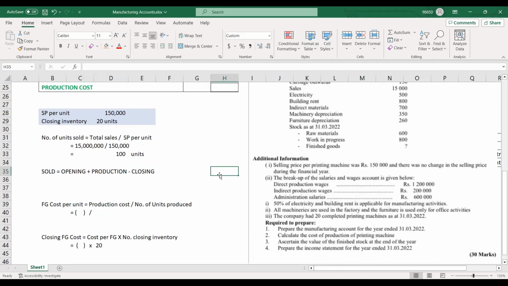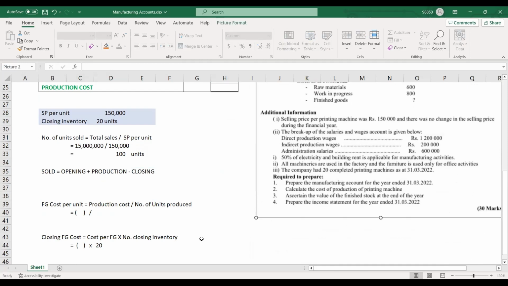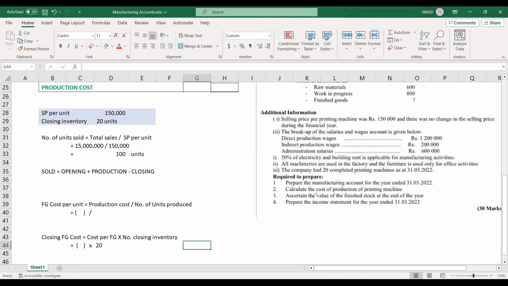So let's recap again a little bit because it was a lot of things happening. They are asking you to get the value of the finished stock at the end of the year. So what do you want? You want the closing finished good cost, right? The cost of the finished goods that you have. That means you basically want to take the cost of one and multiply it by the number of units you have. So you know the number of units you have, it's 20, they've given you. You need to find out this amount. What is the cost of one finished good?